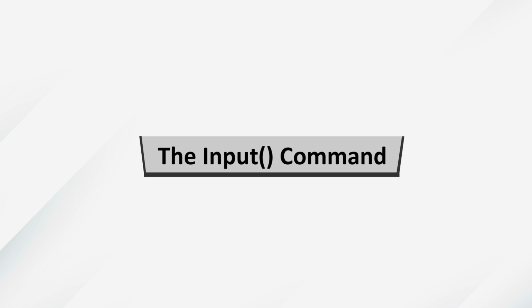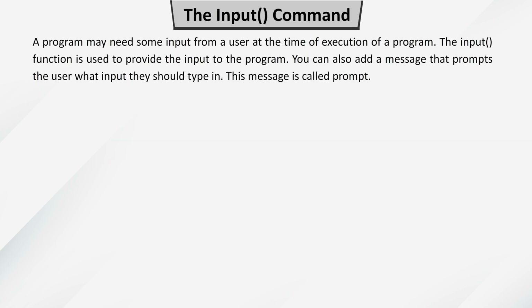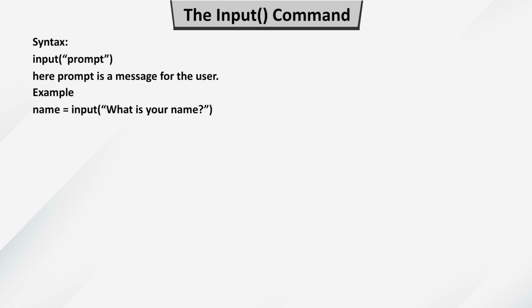The input command. A program may need some input from a user at the time of execution of a program. The input function is used to provide the input to the program. You can also add a message that prompts the user what input they should type in. This message is called prompt. Syntax: input(prompt). Here, prompt is a message for the user.